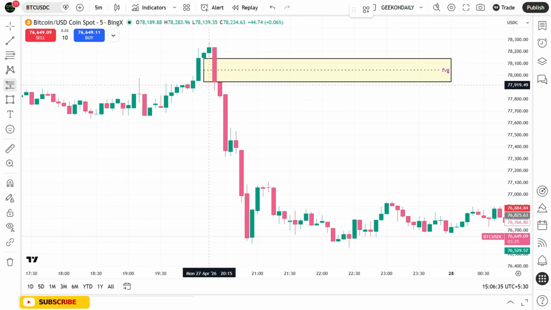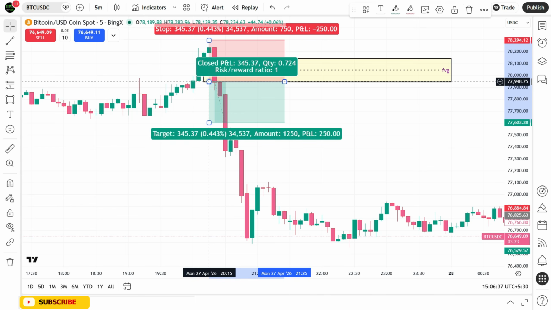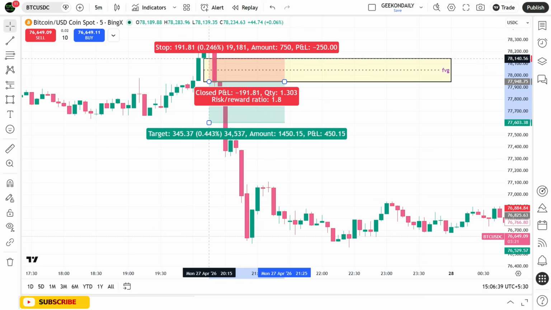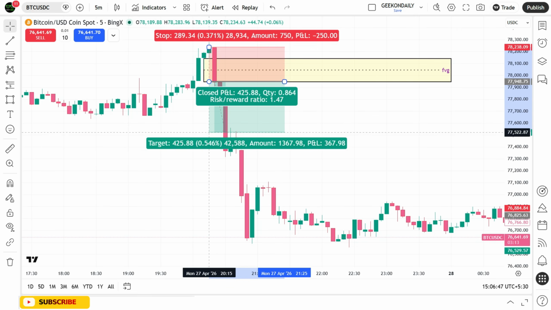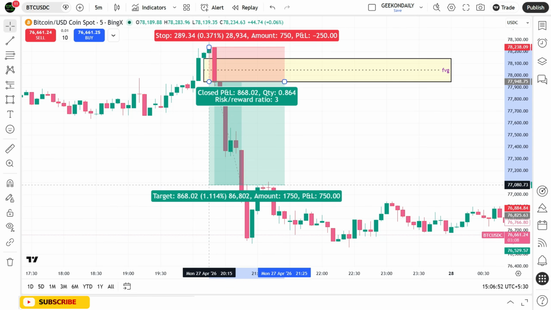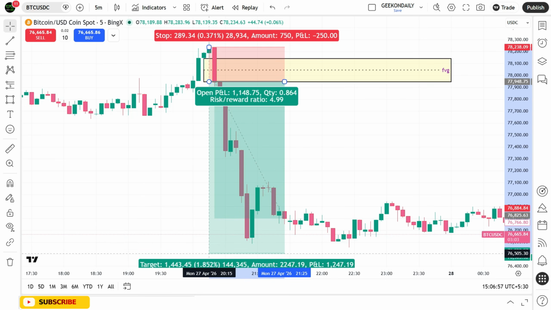For managing risk, a structured approach is important. One commonly used method is to place a stop loss slightly above the fair value gap or above the recent candle high. For potential targets, many traders look at risk-to-reward ratios like 1-3 or even 1-5, depending on the setup and market conditions.